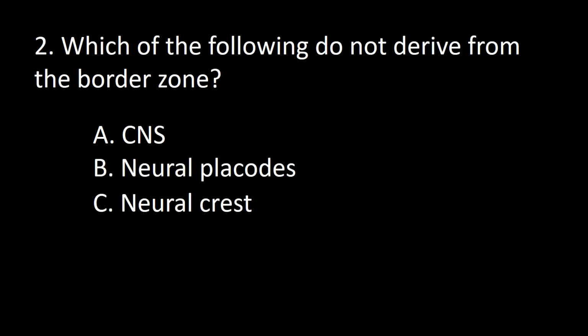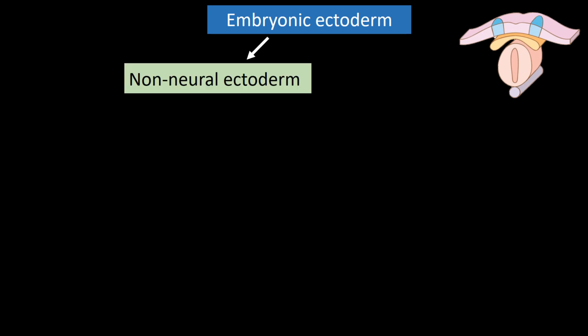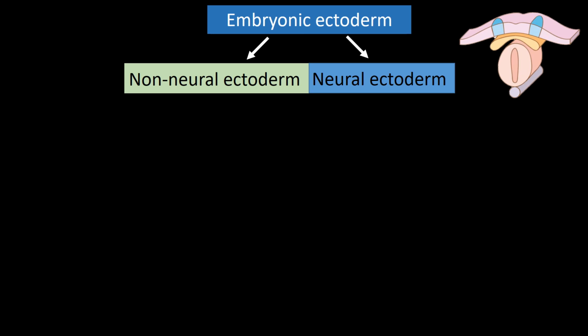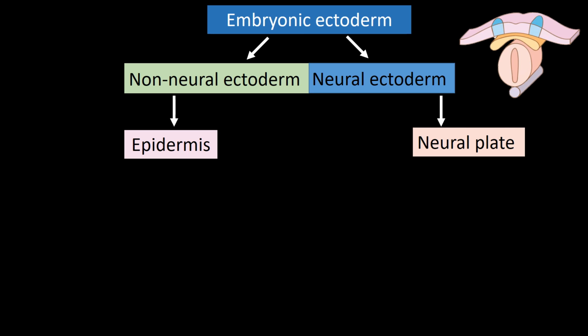Next question. Which of the following do not derive from the border zone? A. CNS. B. Neural placodes. C. Neural crest. From the embryonic ectoderm develops the non-neural ectoderm and the neural ectoderm. The non-neural ectoderm becomes the epidermis. The neural ectoderm becomes the neural plate.